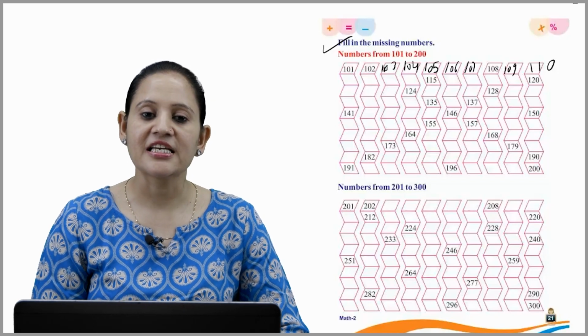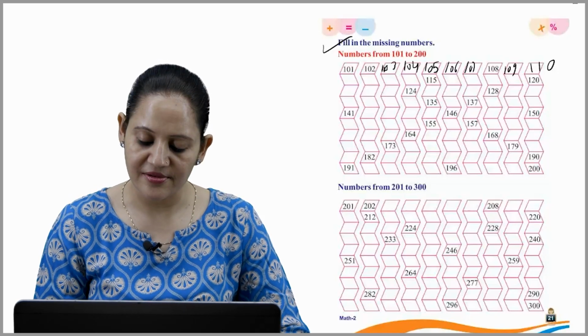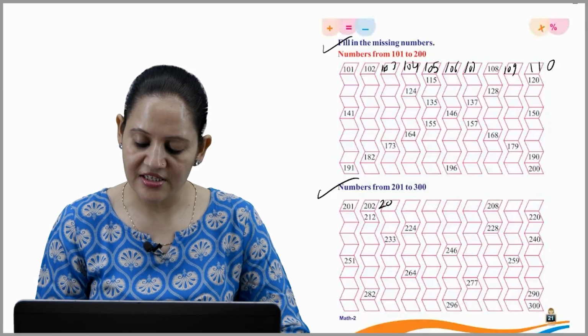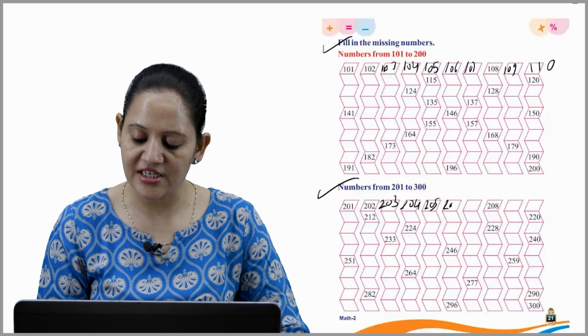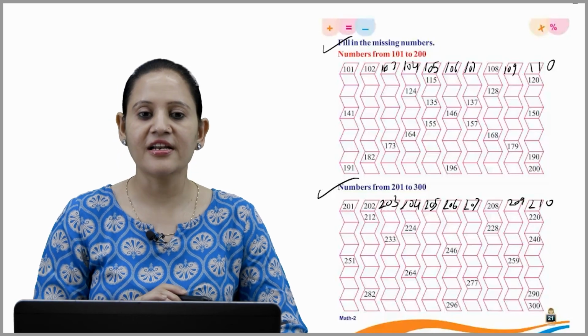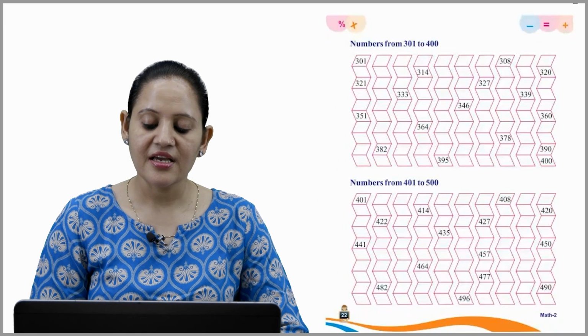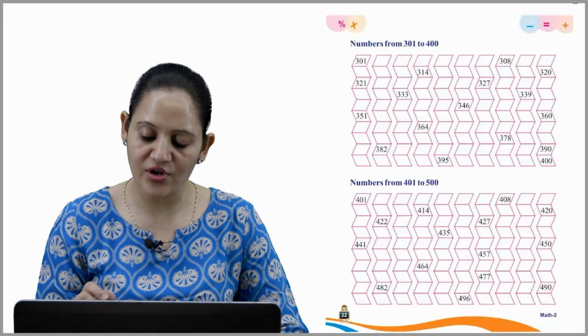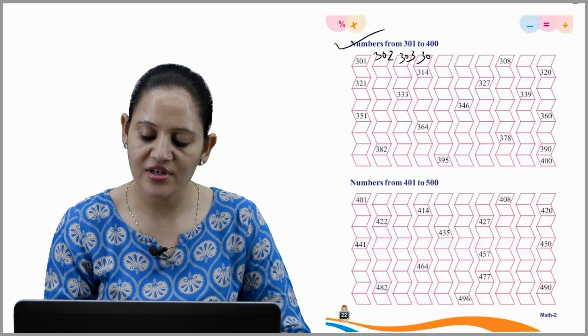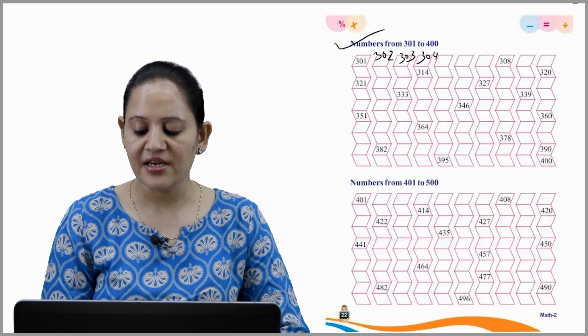Clear? Next is numbers from 201 to 300. So start from 201, then 202, 203, 204, 205, 206, 207, 208, 209 and 210. Clear? Like this we can write the numbers. Next is numbers from 301 to 400. So start from 301, 302, 303, 304. Like this we can keep writing the numbers.